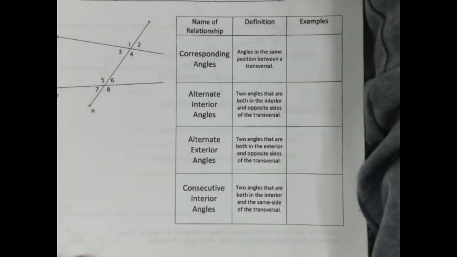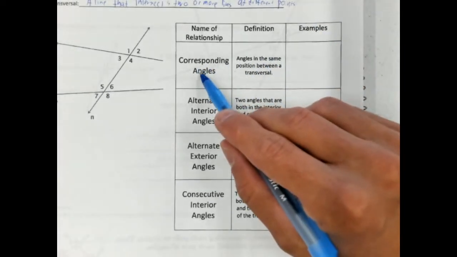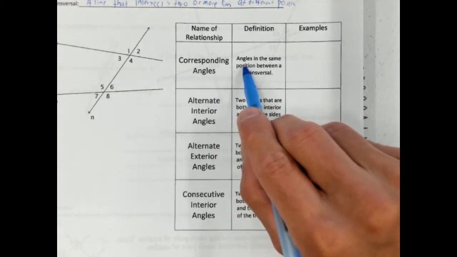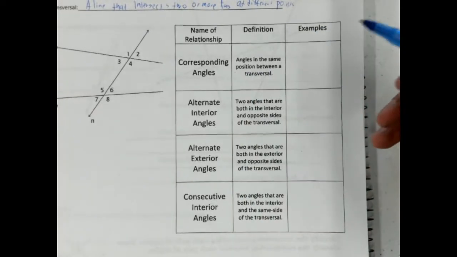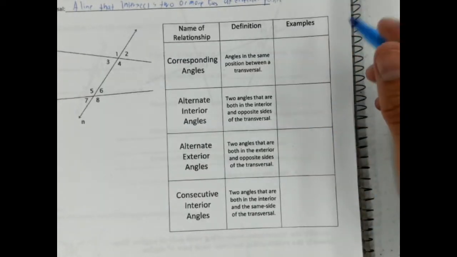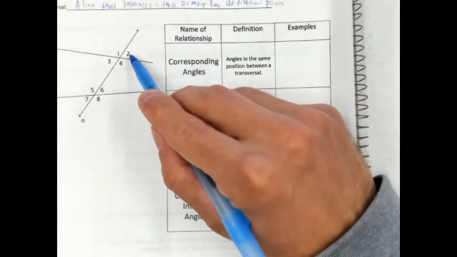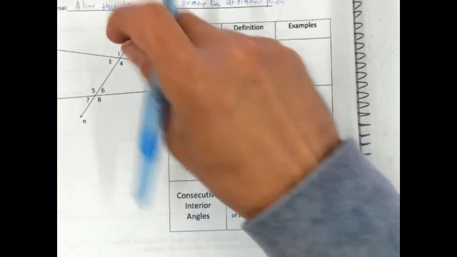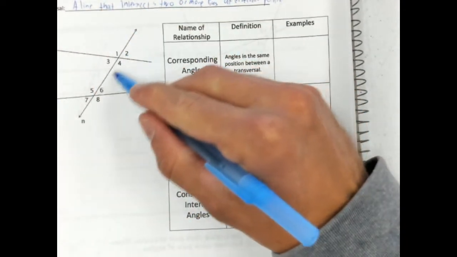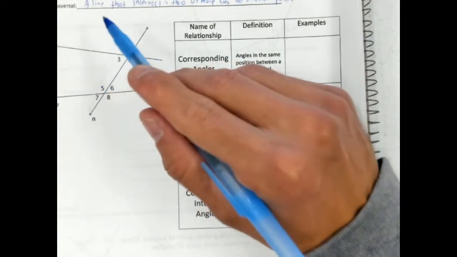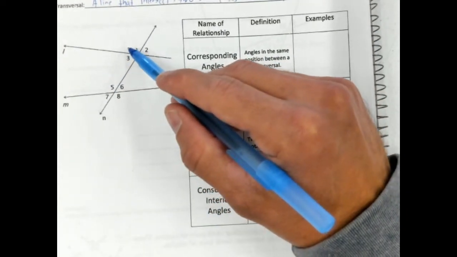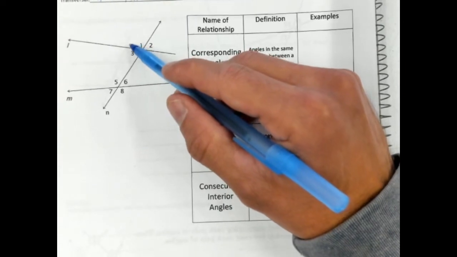Corresponding angles. The definition for that is angles that are in the same position relative to a transversal. What does that mean, in the same position? It kind of means they slide. So for an example, look at angle 2. If you were to slide this angle down, it would land roughly on top of angle 6. Now, when the lines that are crossed are parallel, there's some things that happen.